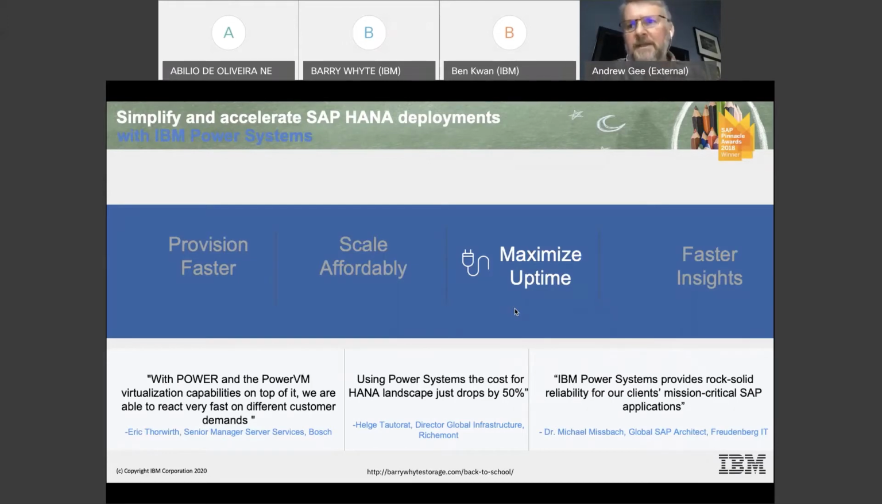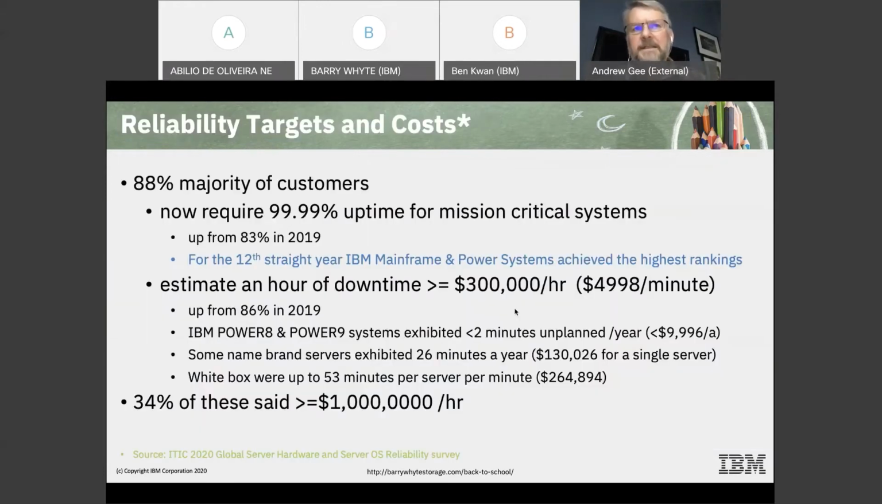One of the other tenets we looked at was maximizing uptime. And we covered this partly last week as part of the Power advantages, saying that 88% of our customers now require 99.99% uptime for mission critical systems. That's actually up from 83% in 2019. And the source for this is the ITIC 2019 Global Server Hardware and Server OS Reliability Survey. This, for our partners and if IBM is on the call, is a very good document to have in your toolkit when discussing with customers.